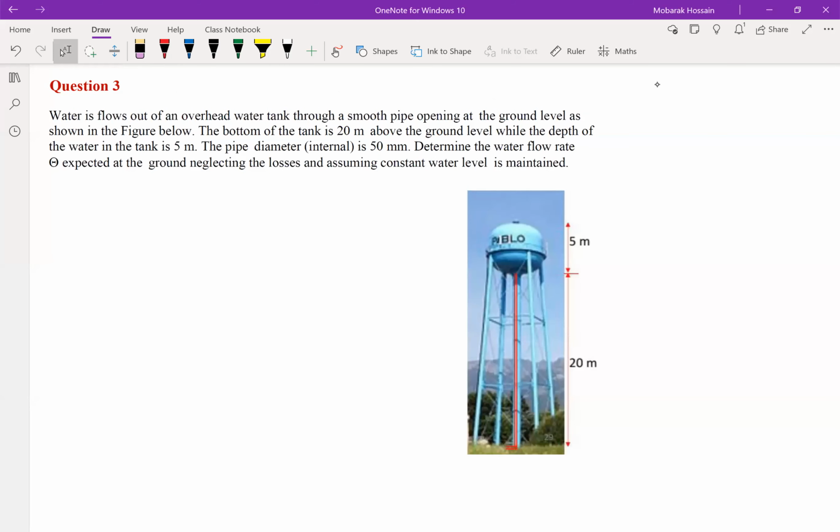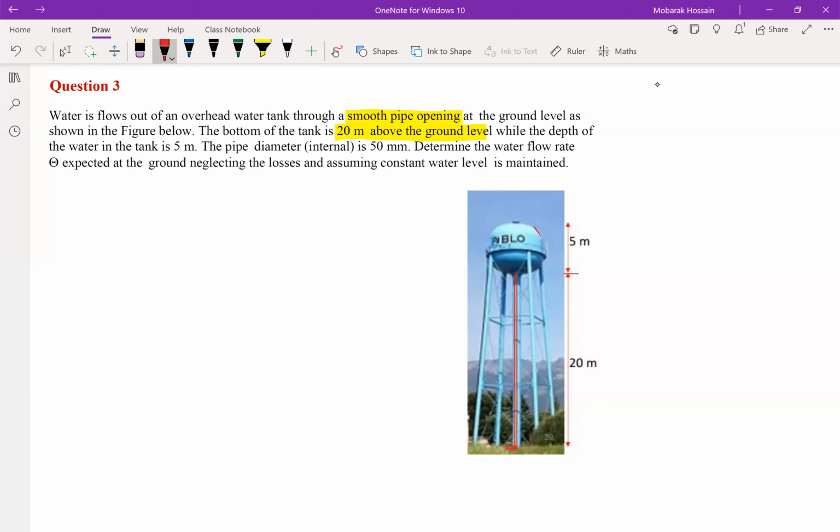Okay, question 3 from tutorial 6. Water is flowing out of an overhead water tank through a smooth pipe opening at the ground level. So the pipe is smooth and opening at the ground level as shown in the figure. Now the bottom of the tank is 20 meters above the ground level.